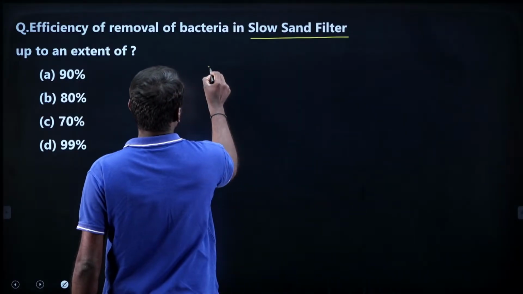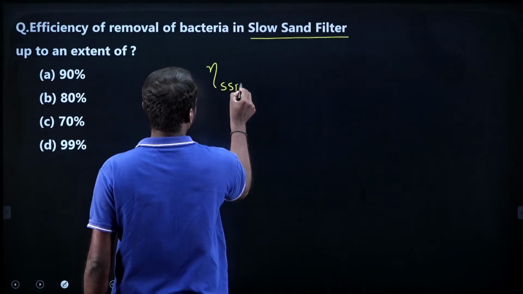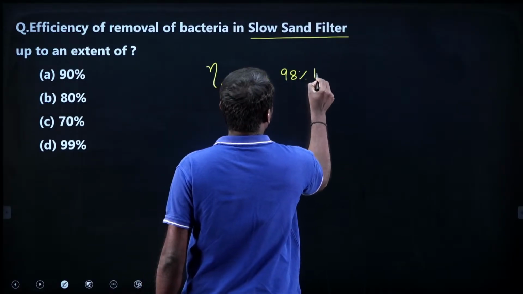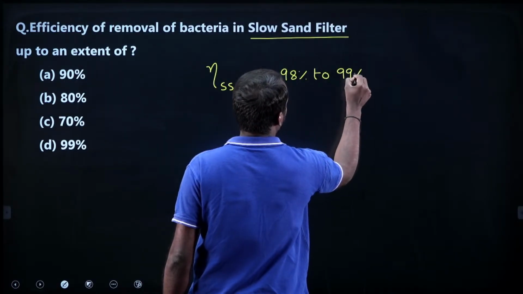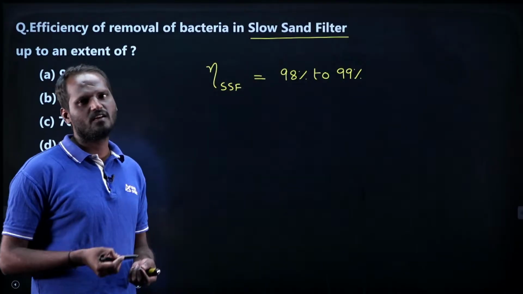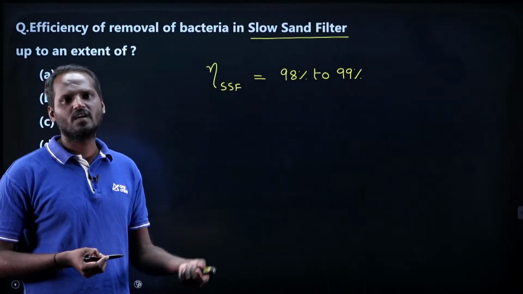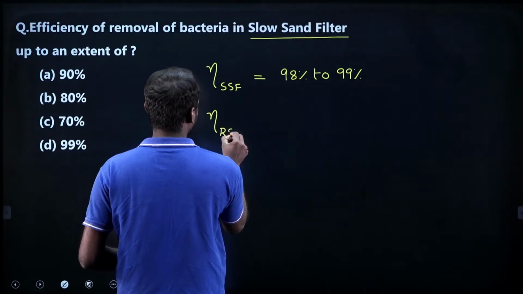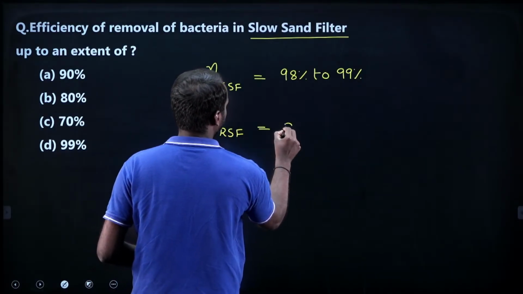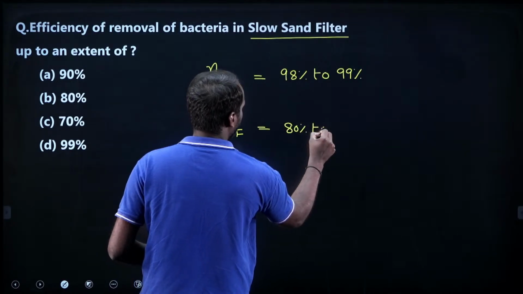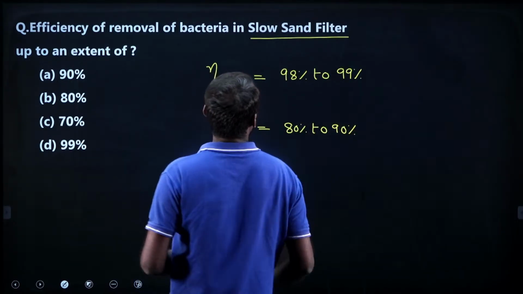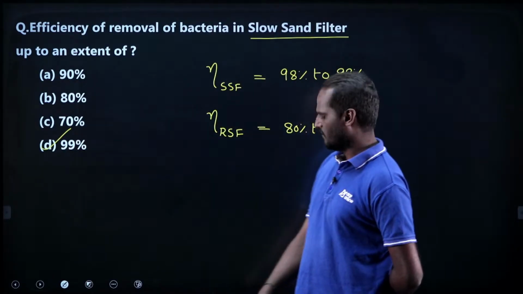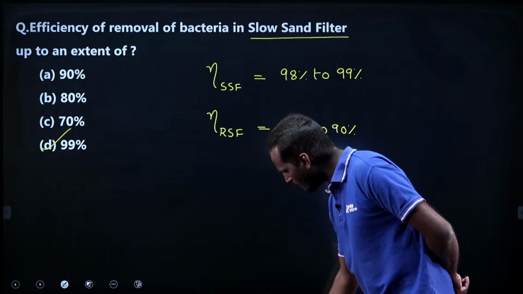As you all studied, the efficiency of a slow sand filter is 98% to 99%. Slow sand filter is highly efficient in removing organic load, but less efficient in removing color and turbidity, as you studied. What is the efficiency of RSF, rapid sand filters? It is 80% to 90%. Here it is asking slow sand filter, that is 98 to 99%. Option D is correct.